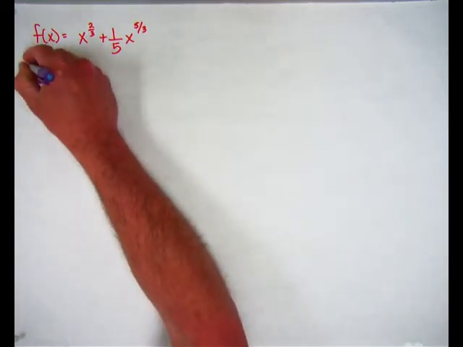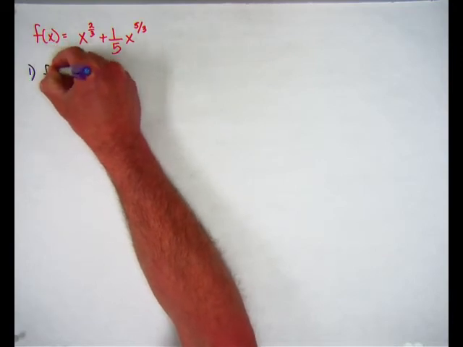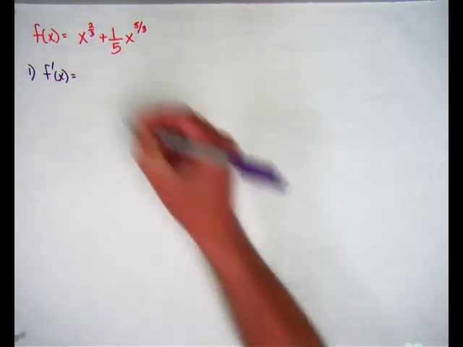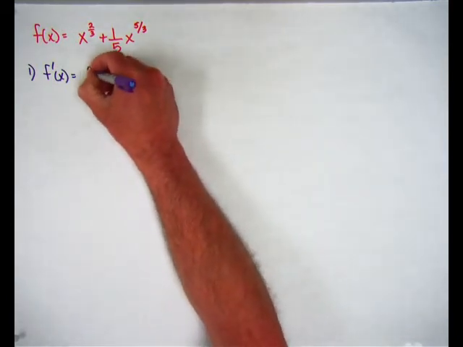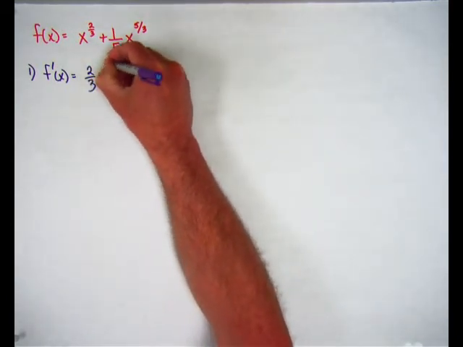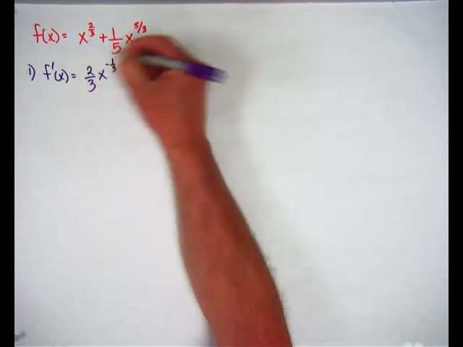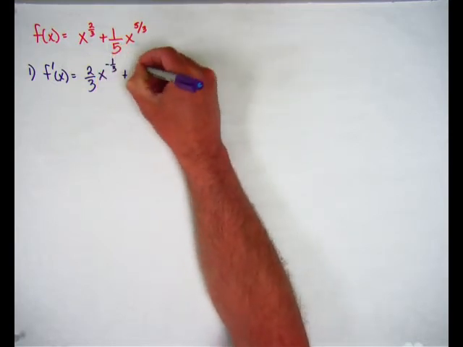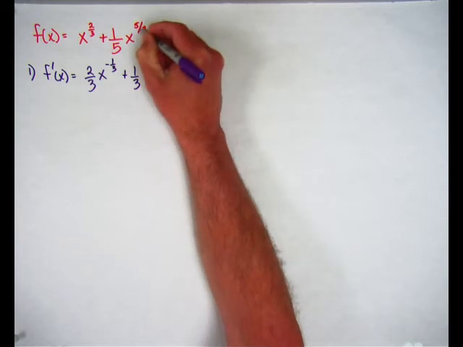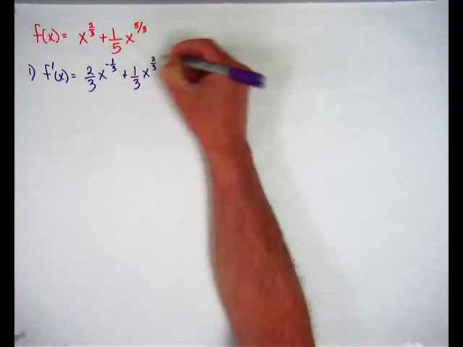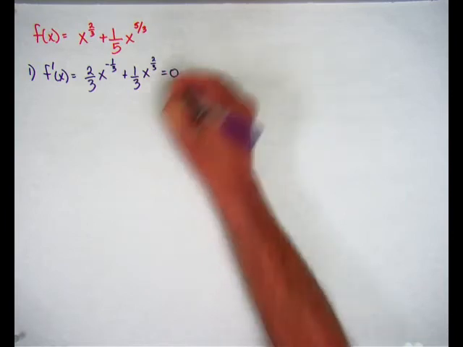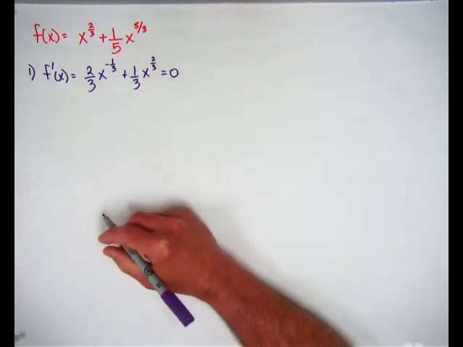So first of all, again, we do our first derivative analysis. So f prime of x. This is just a power rule. So our derivative would be 2/3 x to the negative 1/3 plus, multiplying the 5/3 out front, 1/3 x to the 2/3. Now we have to locate our critical points, so we're going to make that equal to 0.